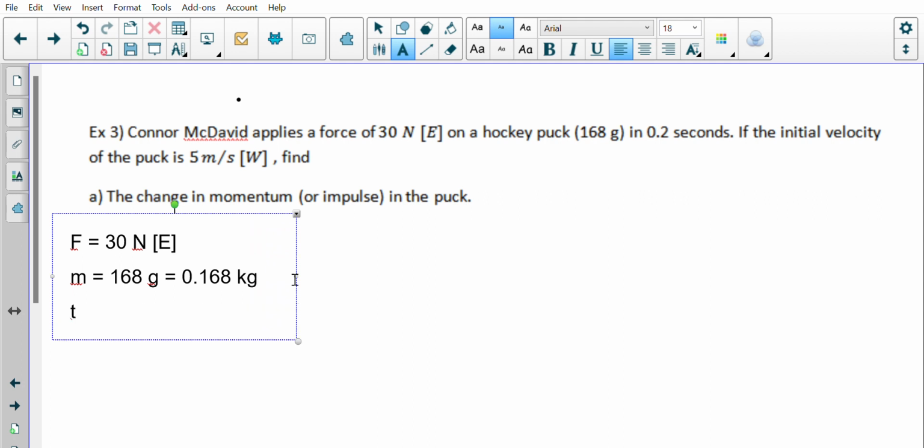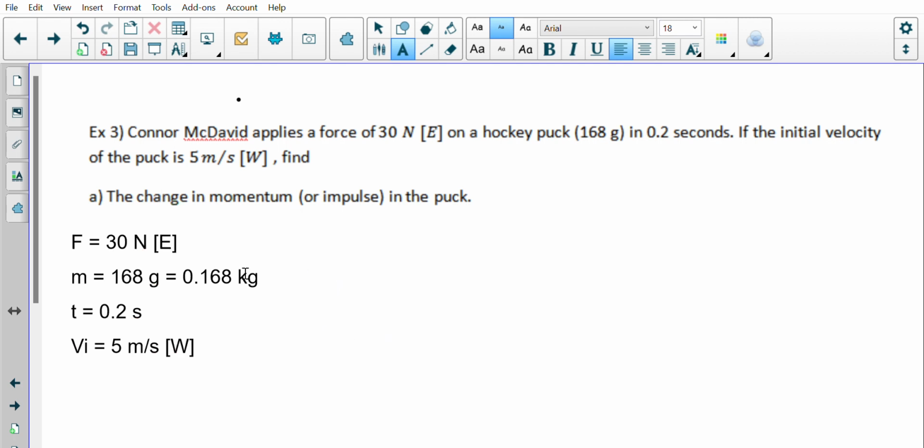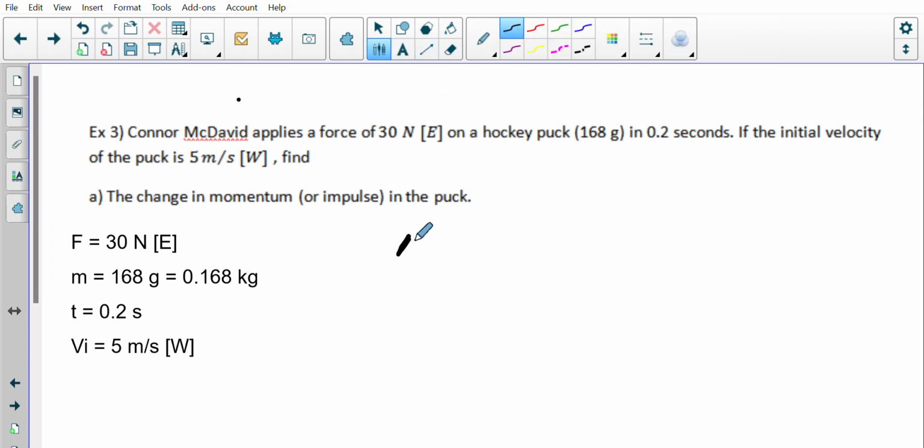The time that went by is 0.2 seconds. And we have the initial velocity, VI, which is 5 meters per second to the west. Now it says here in A, find the change in momentum or the impulse on the puck. Again, the impulse formula is delta p, change in momentum, is equal to force, which is a vector, times delta T or T.